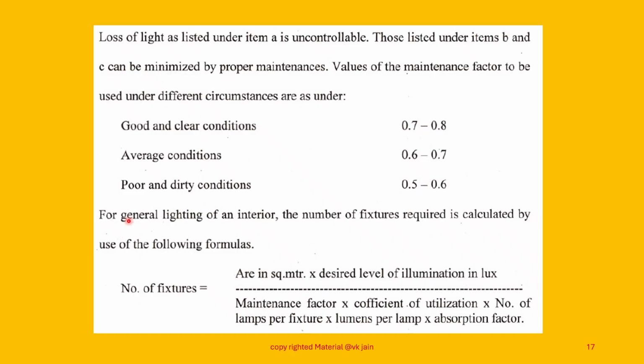For general lighting of an interior, the number of fixtures required is calculated by use of the following formula. The number of fixtures is equal to area in square meter multiplied by desired level of illumination in lux, divided by maintenance factor multiplied by coefficient of utilization multiplied by number of lamps per fixture multiplied by lumen per lamp multiplied by absorption factor.